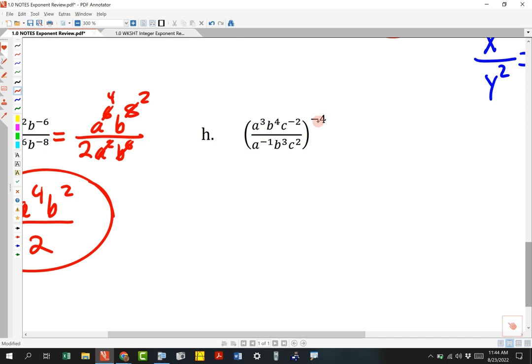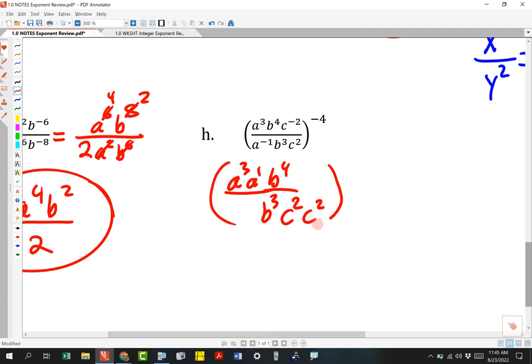So we're going to ignore the outside for just a second and we're going to simplify. I'm going to take an a to the third. I'm going to move the negative a to the top, negative a to the 1, okay? B to the 4th, B to the 3rd, and I'm going to take that c squared and put it on the bottom. So there was already a c squared there and there's another c squared. Now, if I want to write it like that, I can.